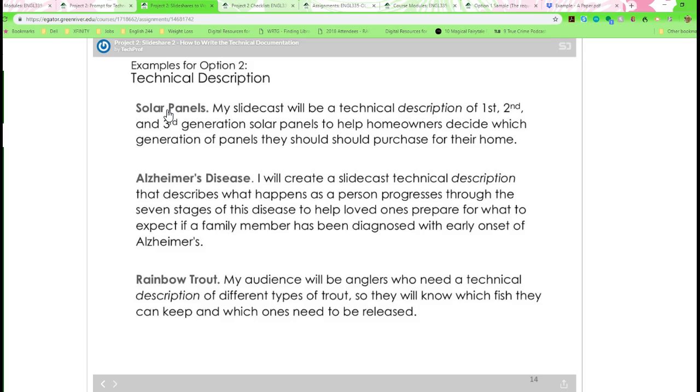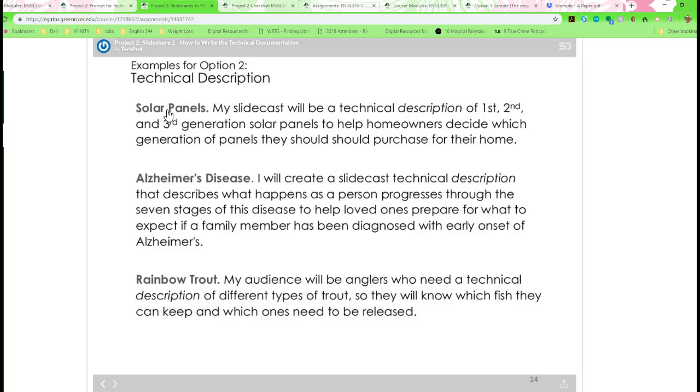Alzheimer's disease. I will create a slide cast technical description that describes what happens as a person progresses through the 7 stages of this disease to help loved ones prepare for what to expect if a family member has been diagnosed with early onset of Alzheimer's. This hits close to home for me right now.